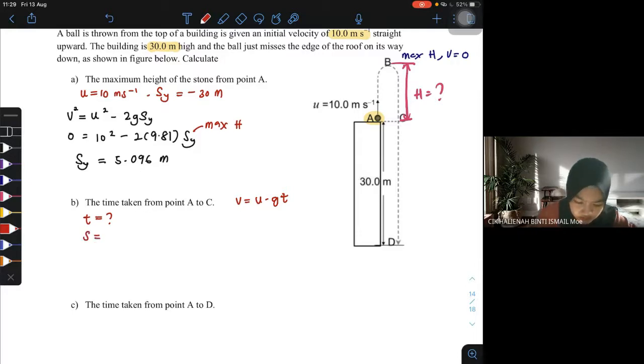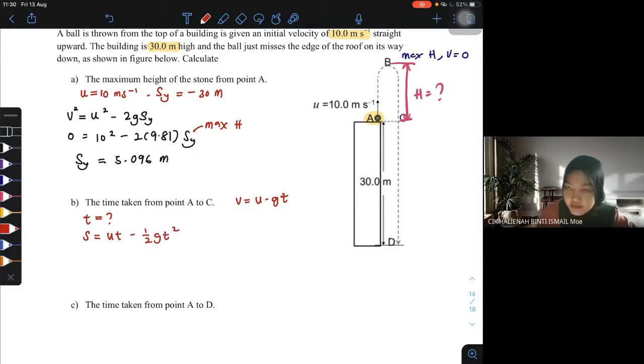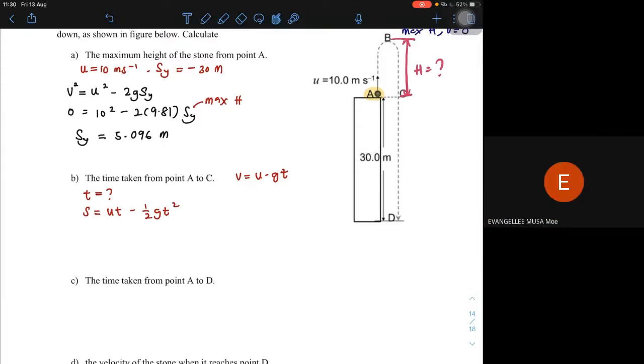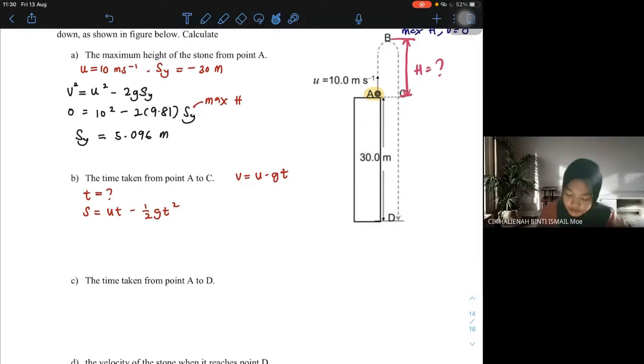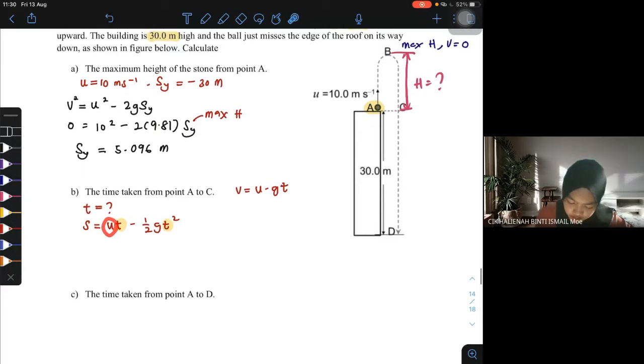It's S is equal to UT minus half GT square, right? Yeah, this one. Okay, so this one we can use to find the value for T here. Okay, so now kita ada value untuk U. We are given which is 10 meter per second. And then what is the value for S here?